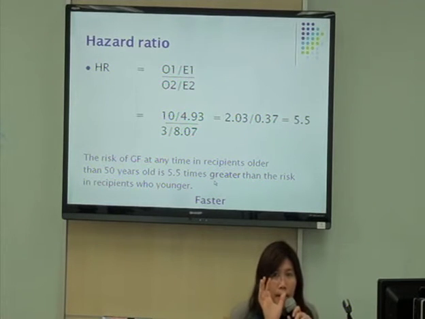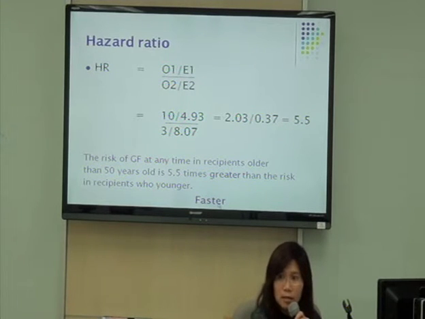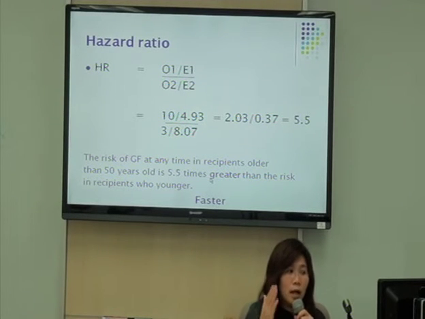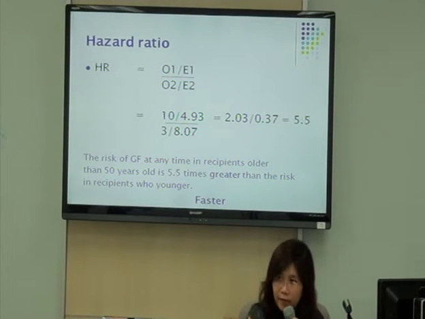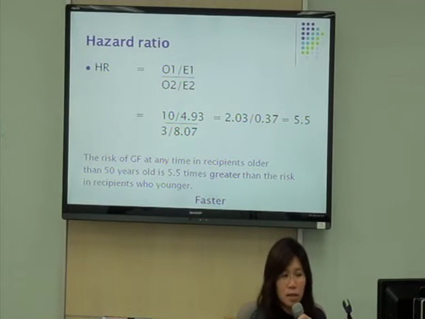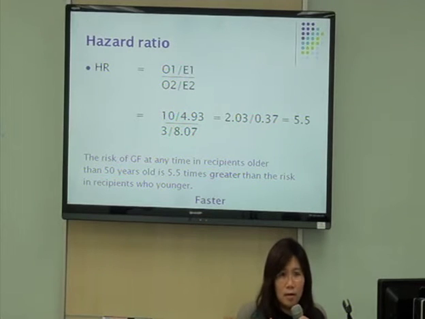Sometimes some epidemiologists argue that you should not use the word greater with hazard ratio. You should say faster, because it's time to event, right? So older patients will have graft failure 5.5 times faster than younger ones. That should be the right word. If you meet some very strict epidemiologists, they will argue with you every time you use the term greater in hazard ratio, because you should use faster or quicker.